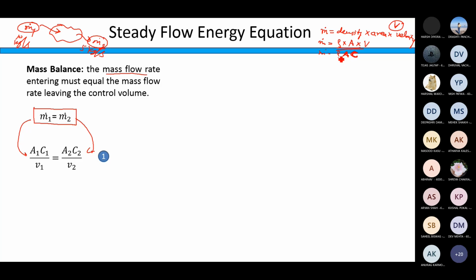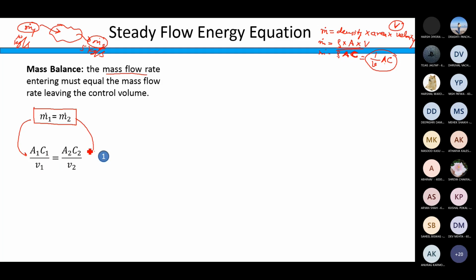See, this density is reciprocal of specific volume, or specific volume is reciprocal of density, or not? Get me or not? So this rho can be replaced by 1 by specific volume into this AC. So this is how I am writing this expression. Is it clear? So mass flow rate at inlet can be written as this A1 C1 divided by V1.